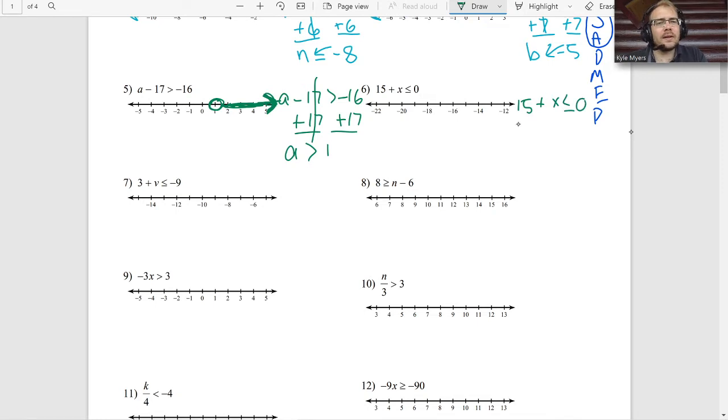Okay, 15 plus x less than or equal to 0. Well, the opposite of plus is minus, so I want to minus a positive 15. X is less than or equal to 0 minus 15, which is going to be negative 15. So I'm going to do negative 15. They don't have a negative 15, but in between negative 14 and negative 16 is where I imagine that is. So it's right there. And then the arrow points to the left. A la izquierda. Está aquí. And there we go. All right, cool.